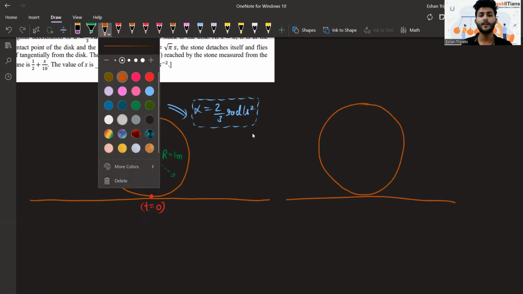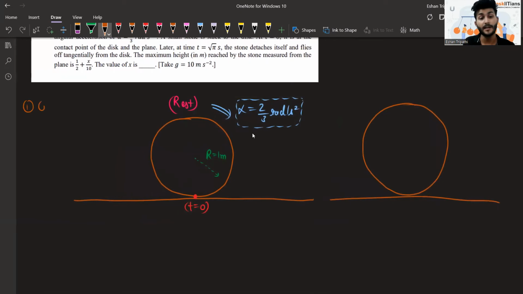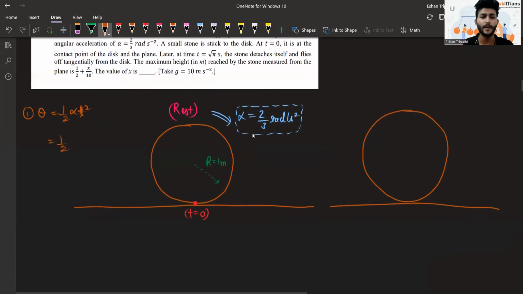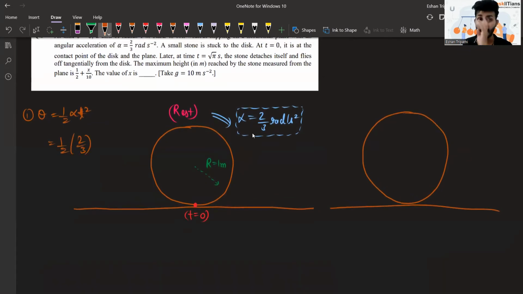We will say, first of all, from angular motion, theta is equal to half alpha t square. Using second equation of motion for rotation, it's going to be half into 2 by 3 into time square. Time is root pi. So root pi square. So this comes out to be pi by 3 radians. Oh, pi by 3 is like 60 degree. Great. So the particle is present at 60 degree angle with the original position when it is attached.